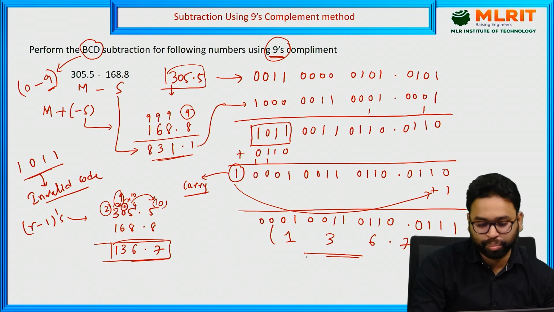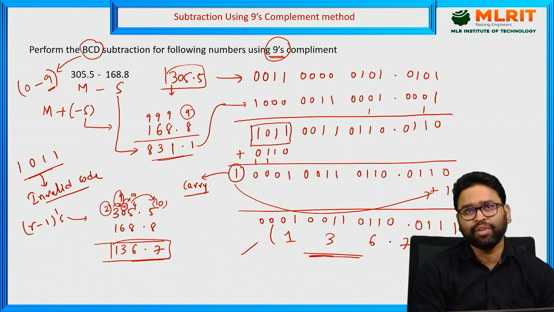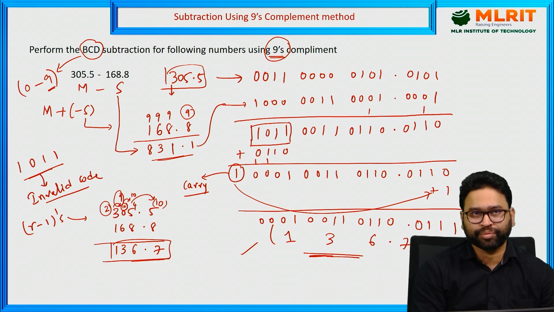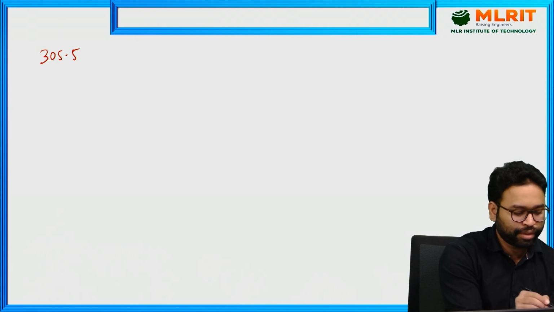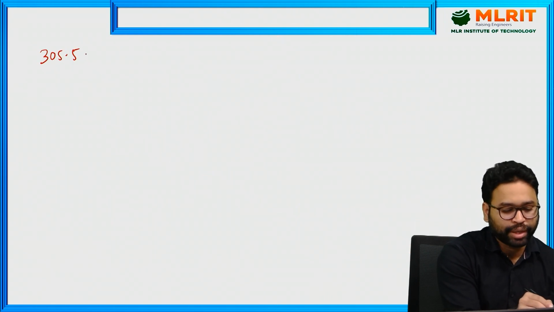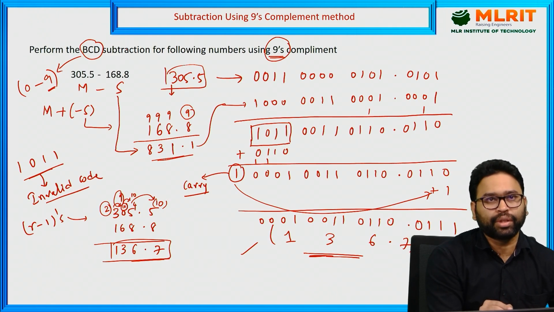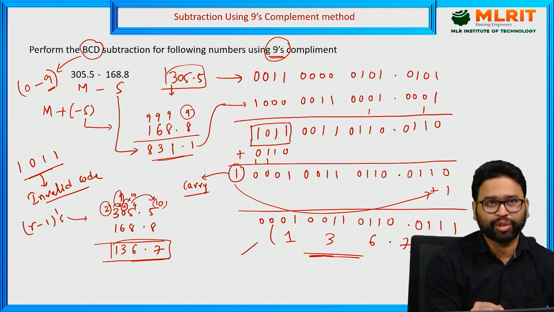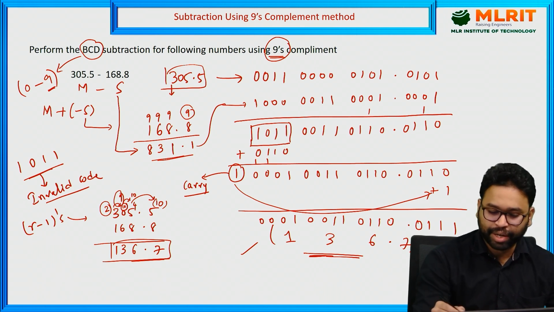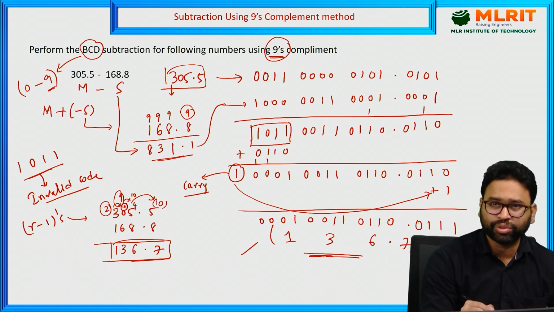You can compare both the values, 136.7. Now let's try to do the same kind of problem in tens complement. Okay, like it is 305.5 minus 168.8. So we already performed 9's complement, right? We already got the 9's complement. For this value, if we add an additional 1, then we can convert it into a tens complement value.